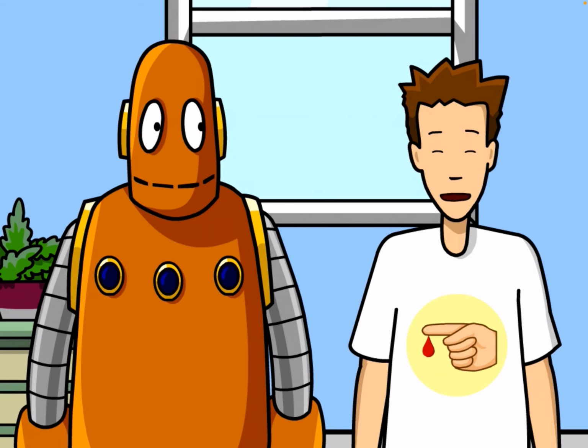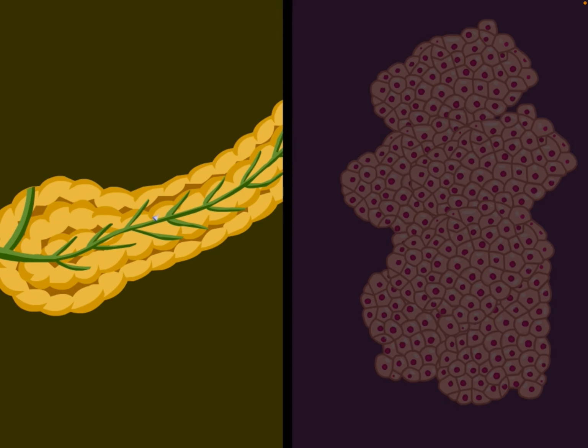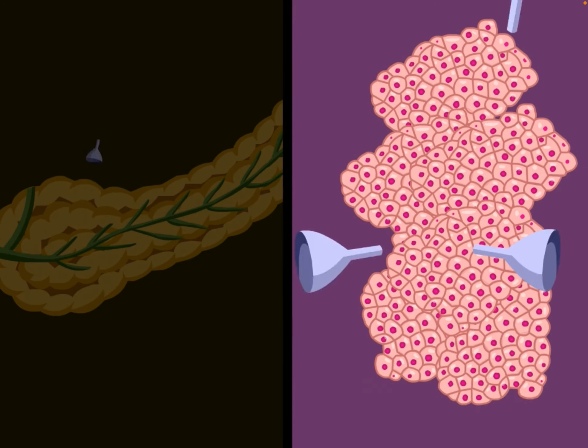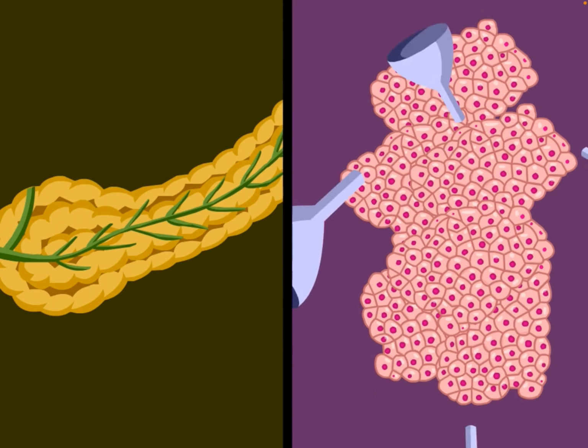This natural balance breaks down in folks with diabetes. Depending on the type of diabetes, either not enough insulin is produced, or the body's cells can't use the insulin that is produced. Either way, diabetes causes trouble in regulating blood sugar levels.